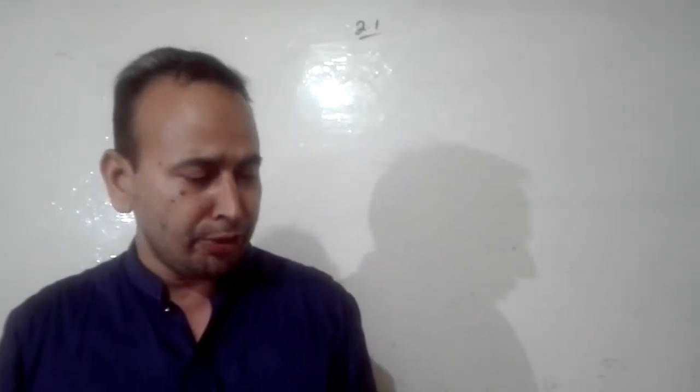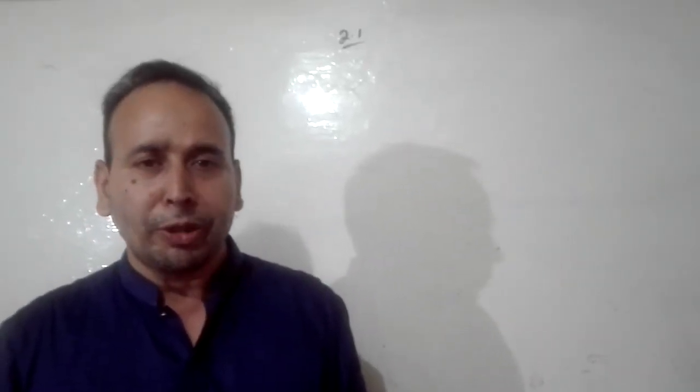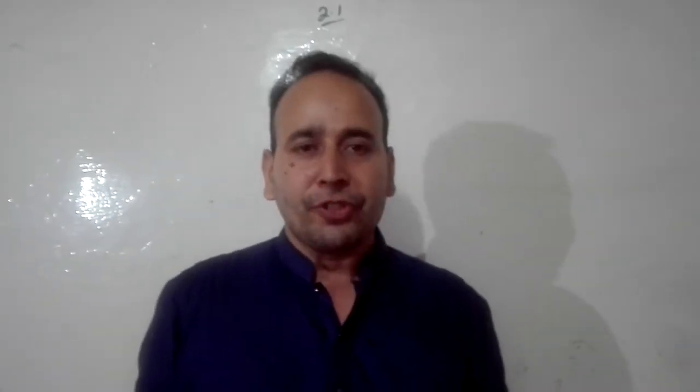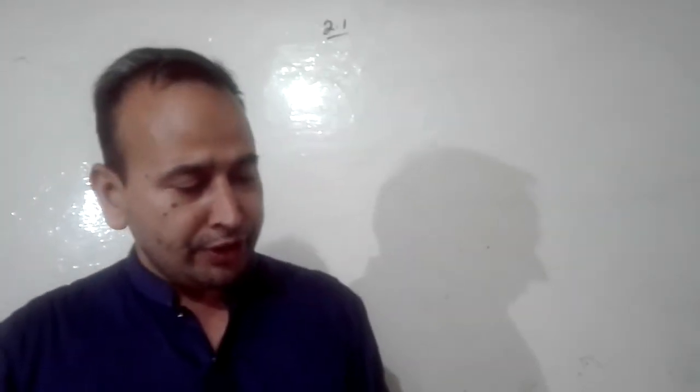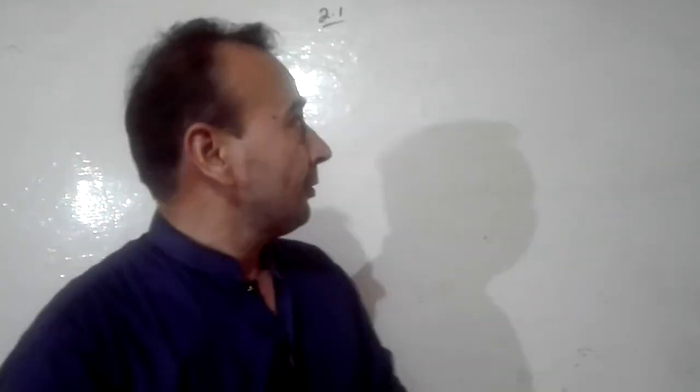We are going to start our numericals. Numerical number 2.1. You have to read the numerical clearly. First of all, you have to understand what the numerical is. A train moves with a uniform velocity.